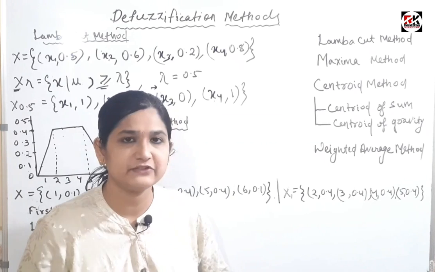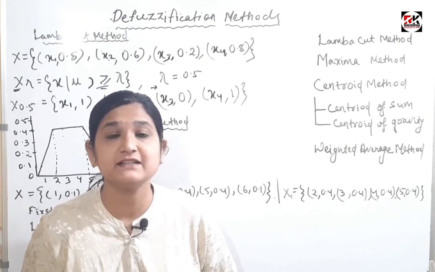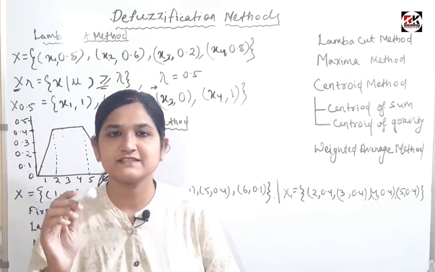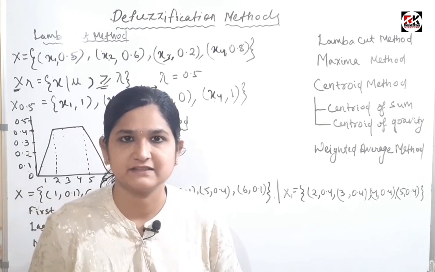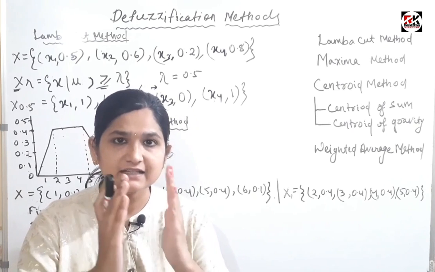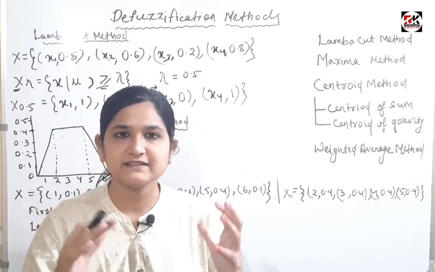These are your defuzzification methods: the lambda cut method, Maxima method, centroid method and weighted average method. First of all, let's discuss the lambda cut method. What is the meaning of lambda cut? That means cutting at the value of lambda. So what is the meaning of that?